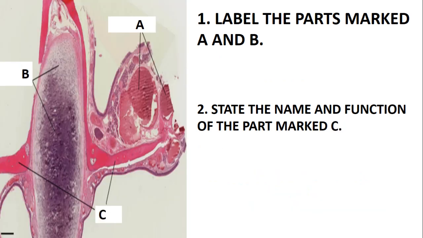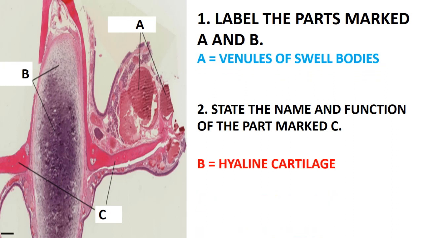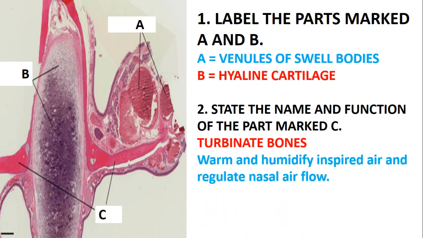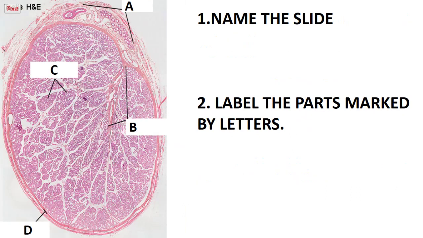Okay, the next question is label the part marked A and B. So A is simply the venules of swell bodies, and then B is the hyaline cartilage. State the name and function of the part marked C. So C is the turbinate bones, and the function is to warm and humidify inspired air and regulate nasal air flow.